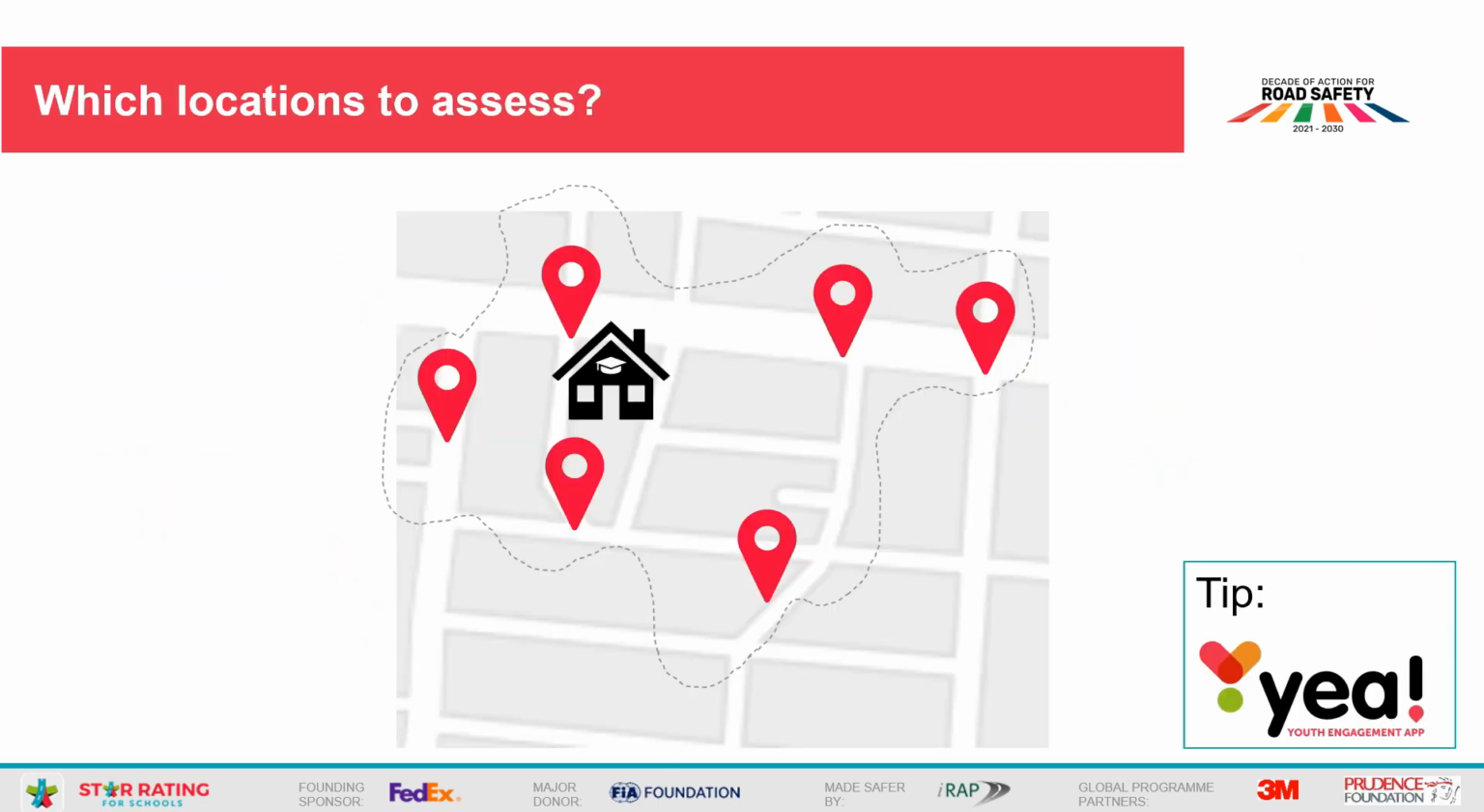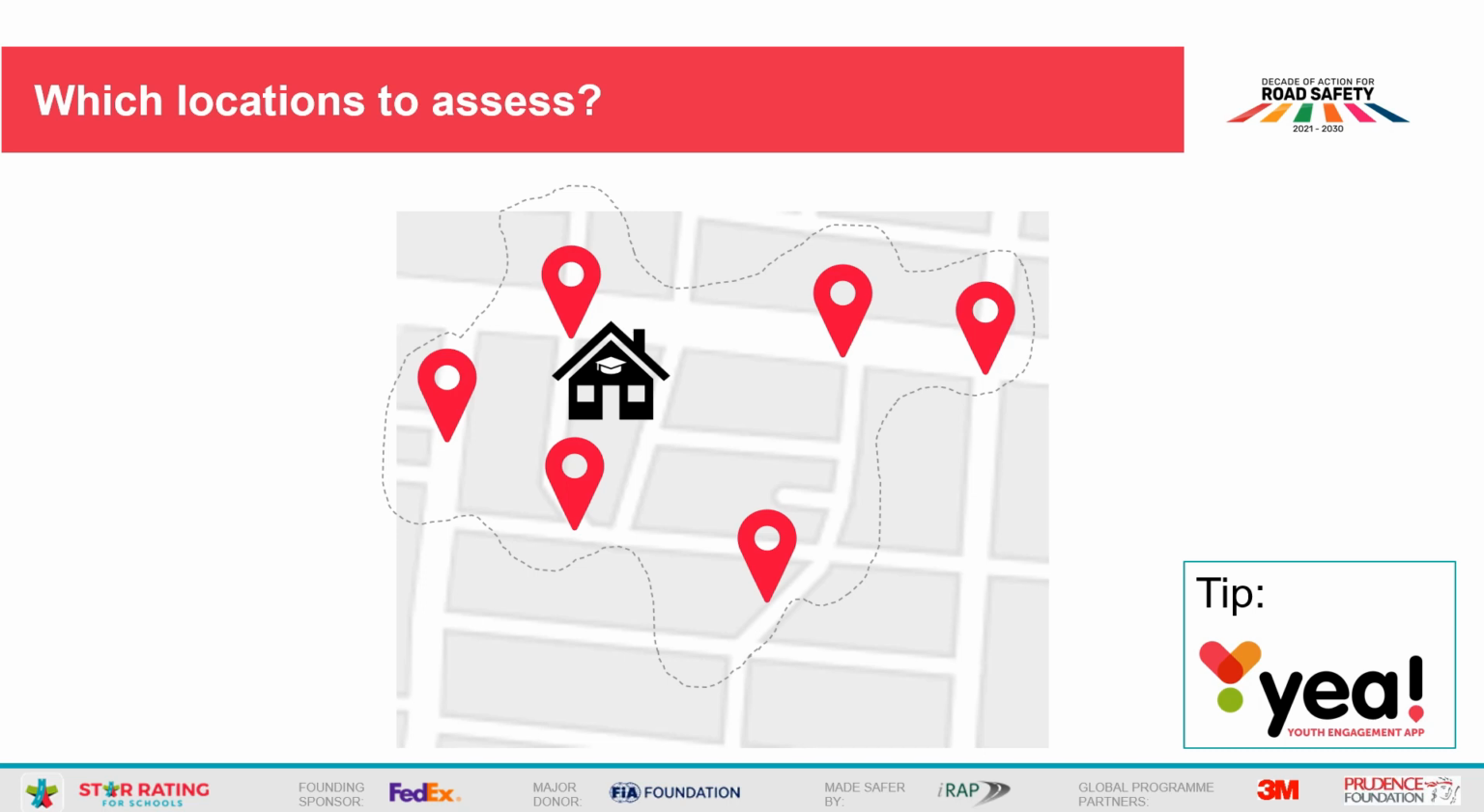How many and which locations to assess around each school might depend on how complex this area is and how many attraction points there are for pedestrians around this area, for example, bus stops or a supermarket. In the full Star Rating for Schools video course, we explain in more detail how you can select locations for assessment. Another suggestion is to use tools such as the Youth Engagement app, which is also presented in the full Star Rating for Schools video course.